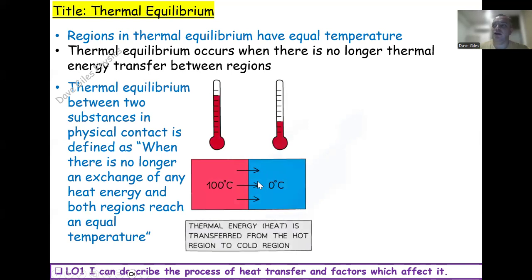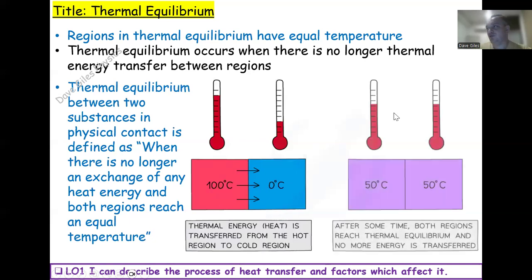So here, thermal energy is transferred from the hot region to the cold region. At the moment, they are not in thermal equilibrium because this is 100 degrees Celsius, this is 0. After some time, both regions reach thermal equilibrium and there's no net energy transfer. So here they're both at 50 degrees, so there's no longer any energy transfer.